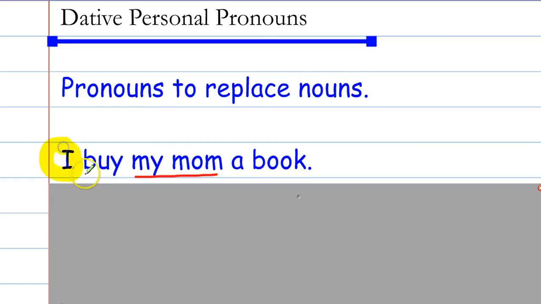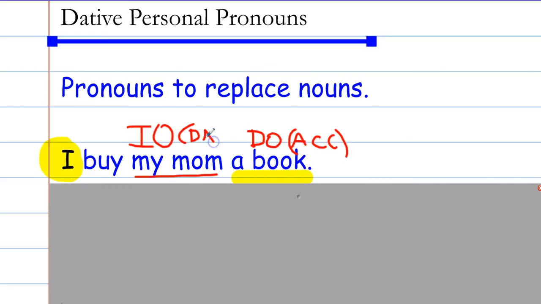If you circled I, you would be correct. So I is already a pronoun. If we look at I buy my mom a book, we could say I buy my mom it. It would replace a book. But what we're going to look at for today is what is it here when we're looking at the dative case. Because when we're looking at the dative case, we have this accusative, direct object, right? So I buy who or what? I buy a book. To whom or for whom? My mom. So that now in English is the indirect object.